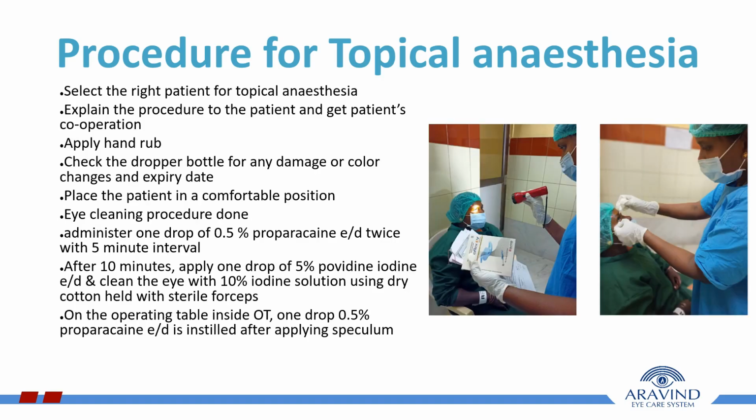Procedure for topical anesthesia. Select the right patient for topical anesthesia. Explain the procedure to the patient and get the patient's cooperation. Apply hand rub. Check the dropper bottle for any damage or color changes and expiry date. Place the patient in a comfortable position. Eye cleaning procedure is done. Administer 1 drop of 0.5% proparacaine eye drop twice with a 5-minute interval.